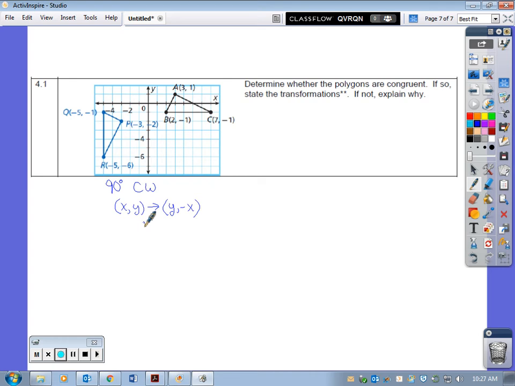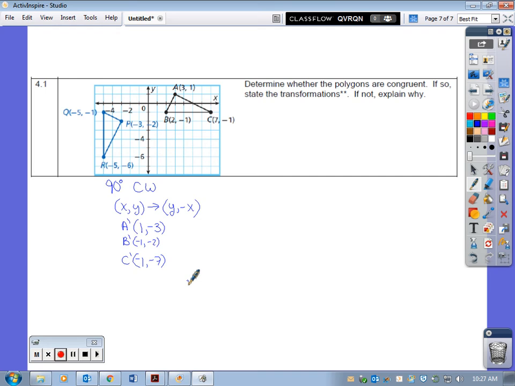So let's go on ahead and do that with our points. So A primed becomes (1, -3). Okay, so we're going to switch our 3 and our 1, and change our x to negative. So y stays the same, it just moves places, and x becomes negative. Our B primed changes to (-1, -2), and our C primed changes to (-1, -7). Okay, so that's our first transformation.